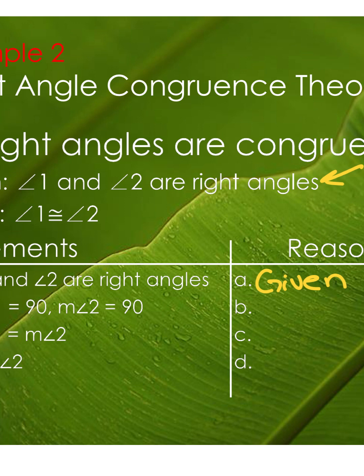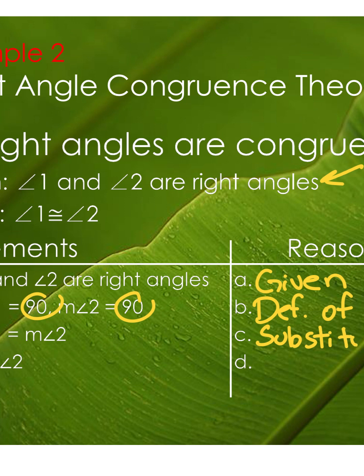Now, measure of angle 1 equals 90, and measure of angle 2 equals 90, yes, the definition of right angles. C is transitive. Now, C is substitution, because you guys see there 90 equals 90. We could put it in. And the last one is the definition of congruent angles. Please write it in.